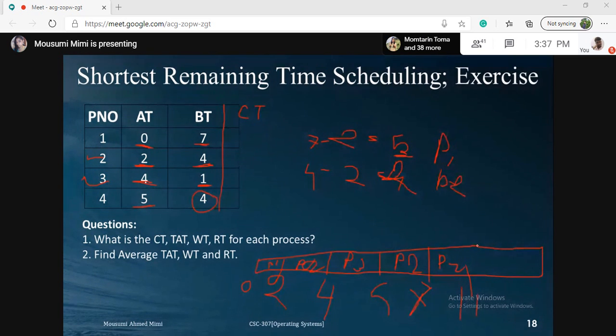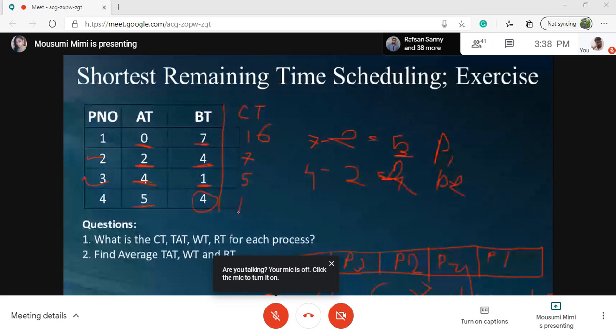After that, I will place my process 1, and 5 plus 11 equal to what? 16. So the completion time of process 1 is 16. The completion time of process 2 is 7. The completion time of process 3 is 5. The completion time of process 4 is 11. Guys, do you clear or confusion? Tell me.